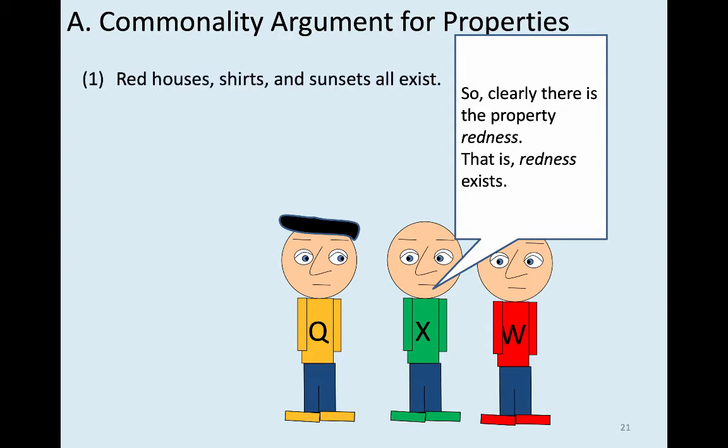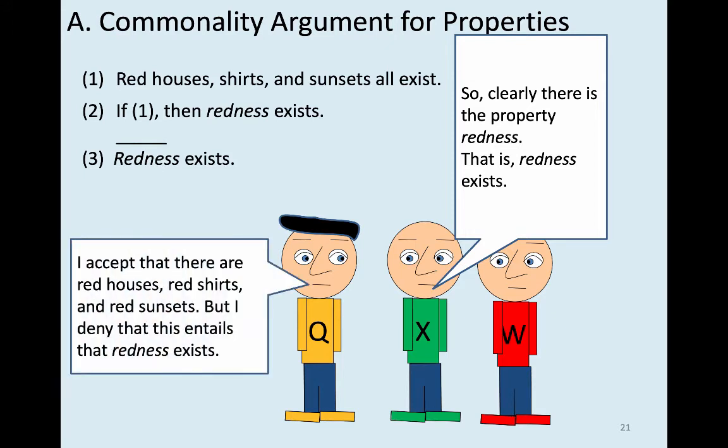So here's the argument. Red houses, shirts, and sunsets all exist. If that's right, then redness exists. Therefore, redness exists, redness being a property at this point. And Quine replies and says, I accept that there are red houses, red shirts, and red sunsets, but I deny that that entails that redness exists. And Quine is in fact going to deny that redness exists.